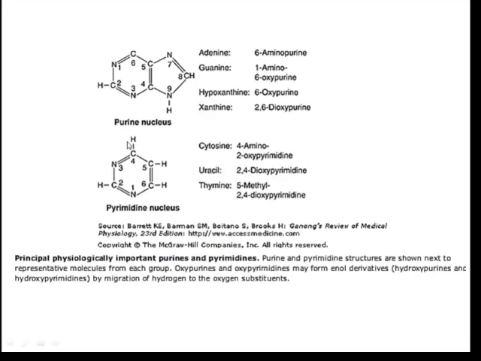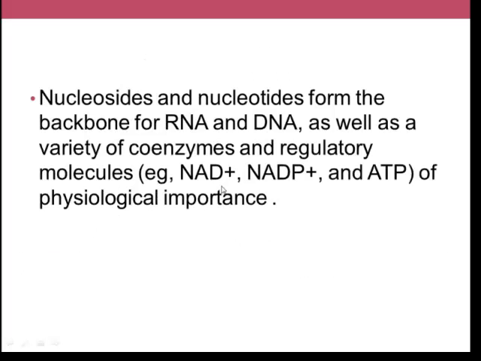This is purine nucleus. This is pyrimidine nucleus. The forms of purine compounds are adenine and guanine. The forms of pyrimidine are cytosine, uracil, or thymine. Nucleosides and nucleotides form the backbone for RNA and DNA, as well as a variety of coenzymes and regulatory molecules like NAD, NADP, and ATP. These compounds have a physiological importance to every cell in your body.